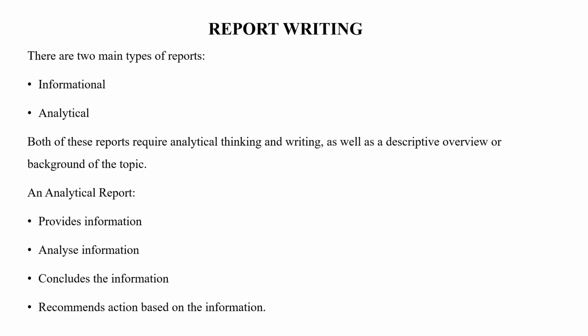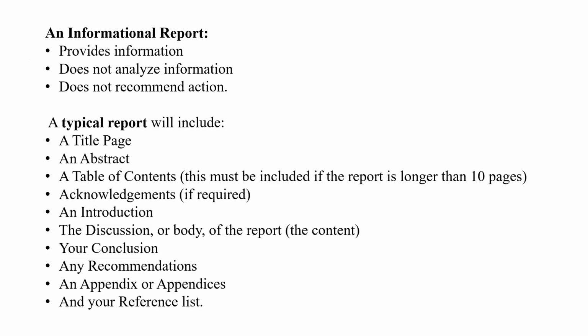Then report writing. Finally, how to write a report. There are two main types of report, informal and analytical. Both of these reports require analytical thinking and writing, as well as a descriptive overview or background of the topic. An analytical report provides information, analyzes information, concludes the information, and recommends action based on the information. The informal report provides information, does not analyze information, and does not recommend action.